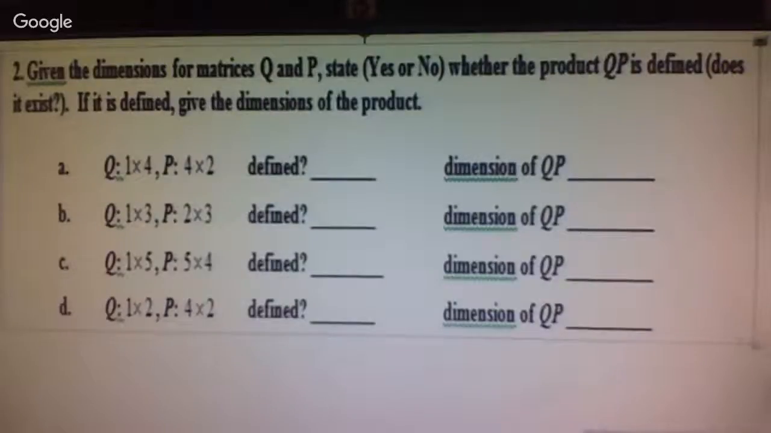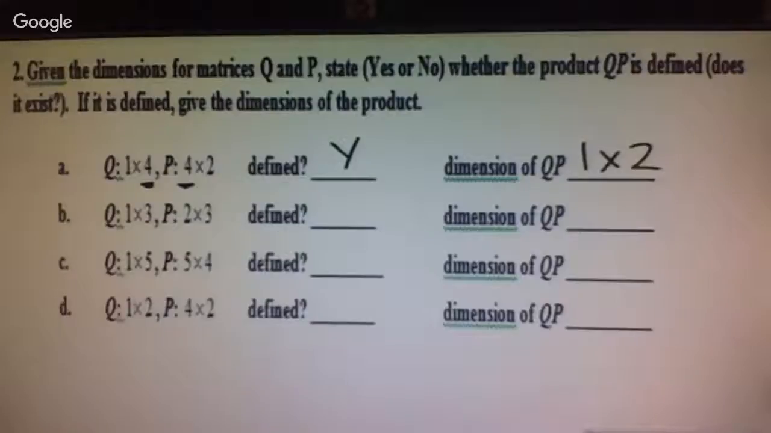Okay, so take a look at A. I've got a 1 by 4 and a 4 by 2. Can I multiply these? Yes. Remember, the second number has to match the first number. So this is a yes. I can do that. My answer then is the two outside numbers. So my final answer would be a 1 by 2. If it's a no, then you can't do dimensions because there's no answer.